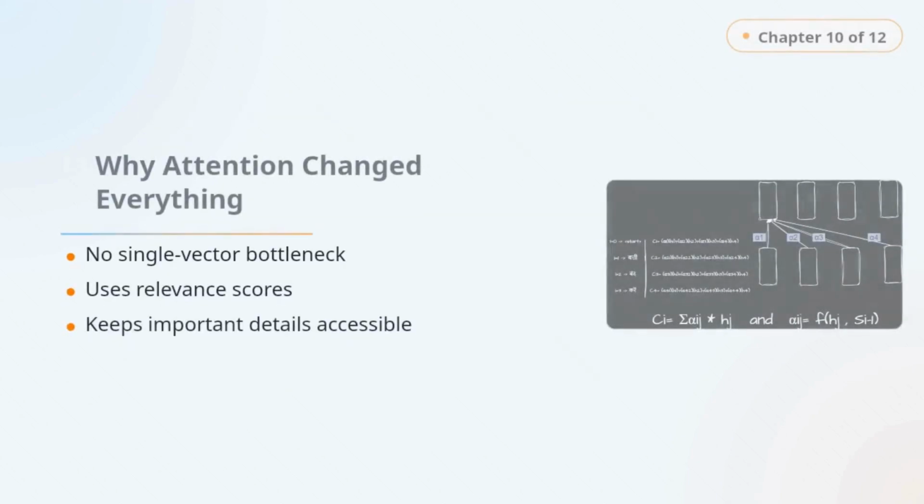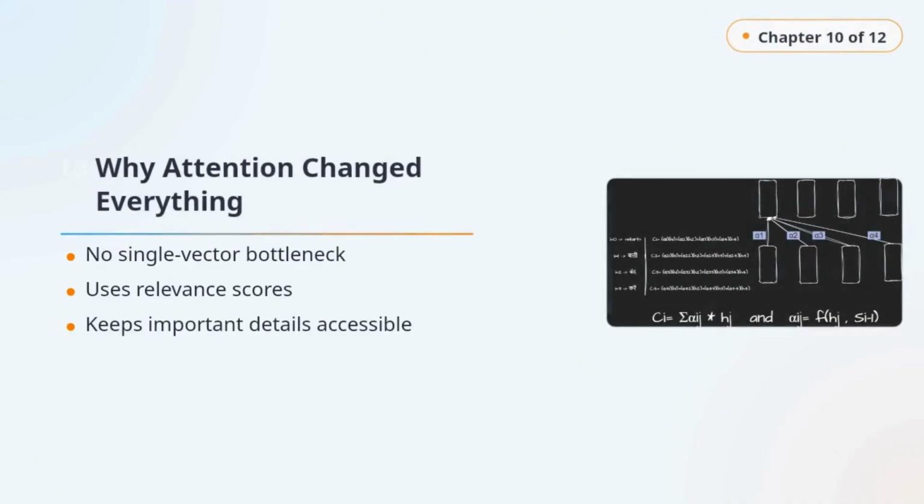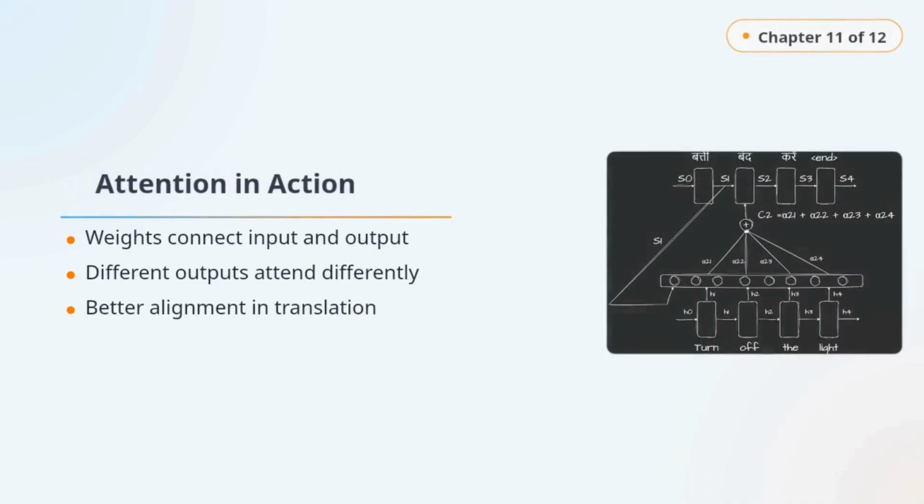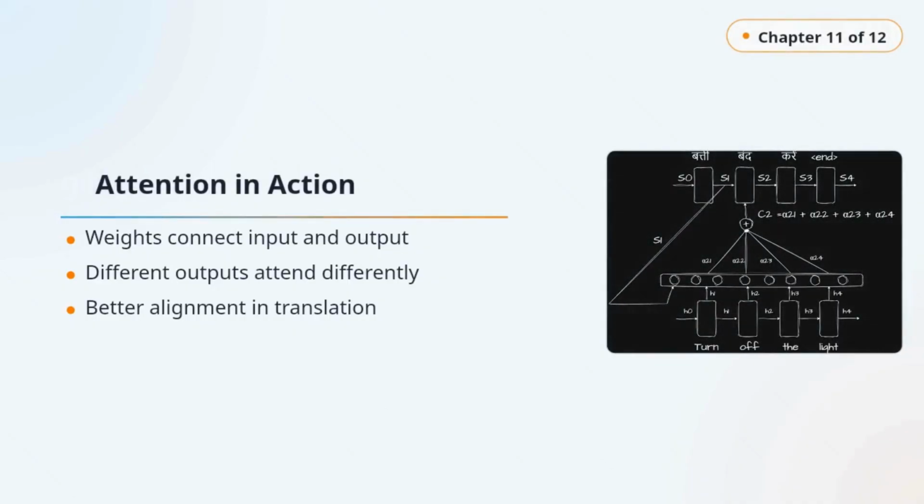Attention solved the biggest pain point of older sequence models. Instead of forcing the whole sentence into one vector, the decoder can compute relevant scores and focus on the most useful encoder states. This means details from earlier words remain accessible when needed. In attention, each output step does not look at the input equally. It assigns higher weight to the most relevant input words. So while generating one translated word, the model may strongly attend to one source token and lightly attend to others. This creates much better alignment.